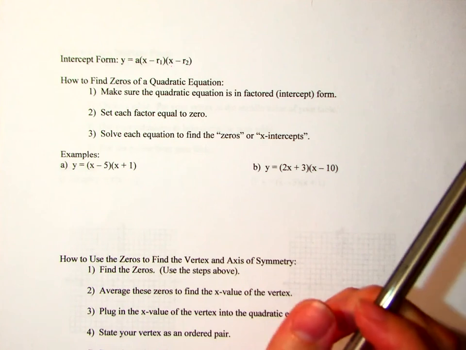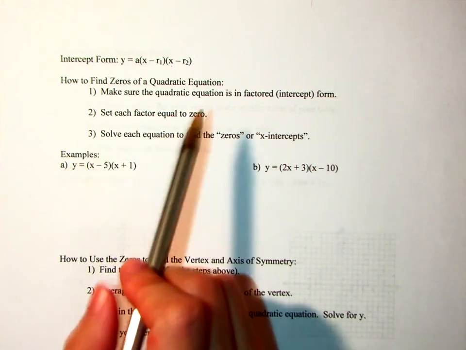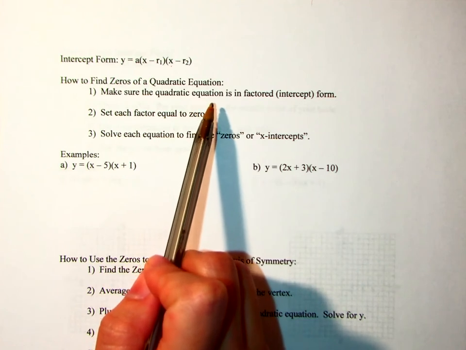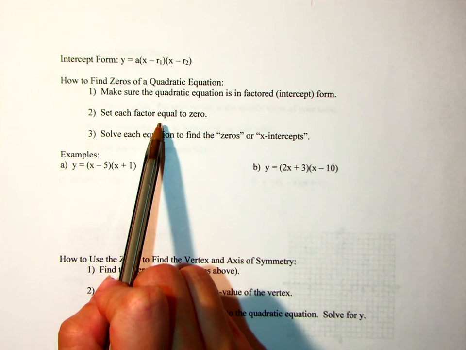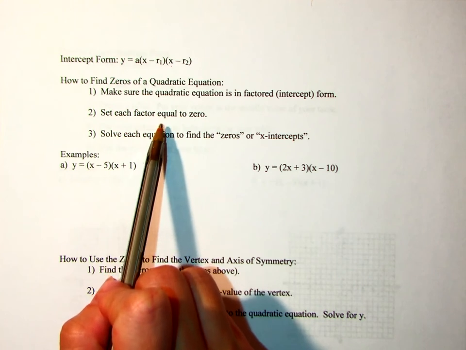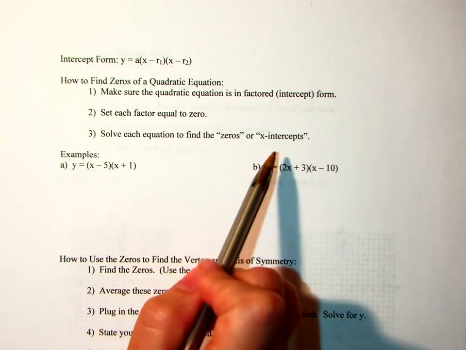Now, how we're going to find zeros for a quadratic equation is 3 steps. The first step is to make sure that the quadratic equation is in factored form. The second step is that you're going to take each factor and set it equal to 0. And then finally, we're just going to solve the equation to find the zeros or the x-intercept.